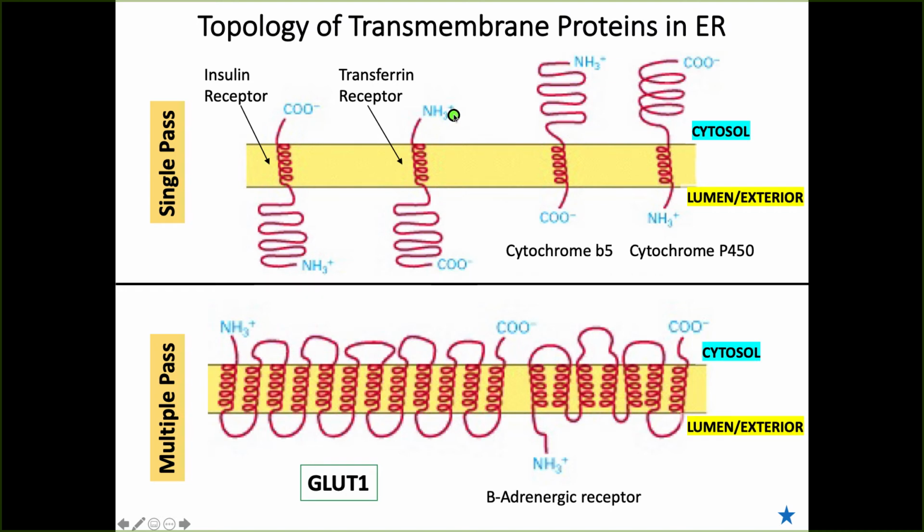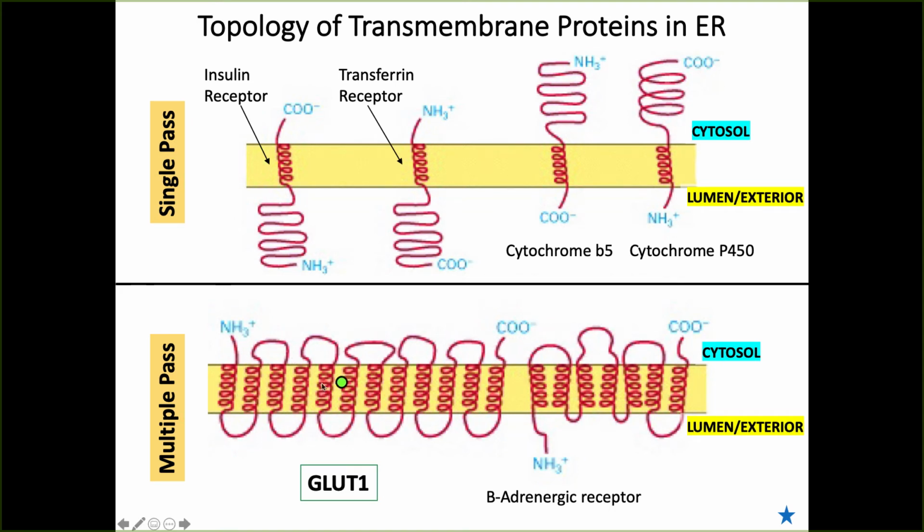You have the N-terminal towards the cytosol, C-terminal on the other side. Here you can see cytochrome, C-terminal on the other side, but most of the protein is towards the cytosolic side. This is the opposite. So they come in all different orientations. And if you see a multi-pass protein like GLUT1, which is a 12-pass transmembrane protein, the N-terminal and the C-terminal end up in the same direction.